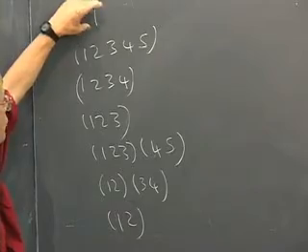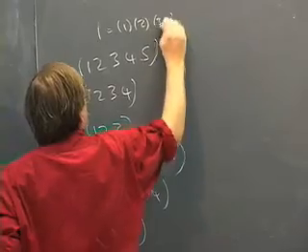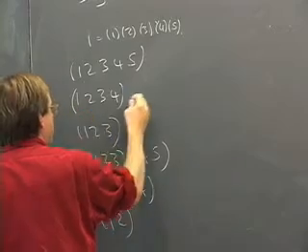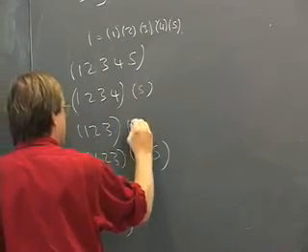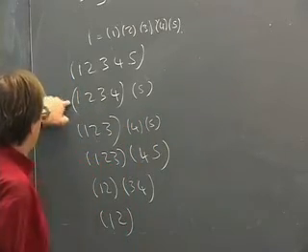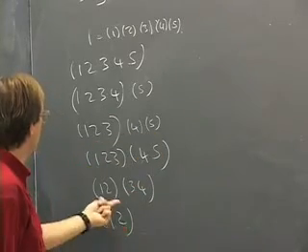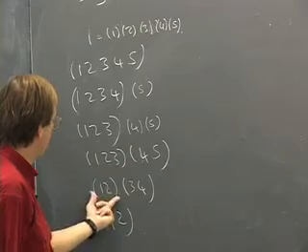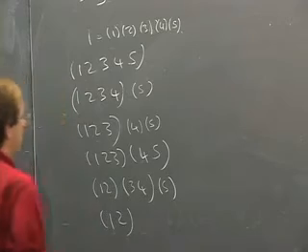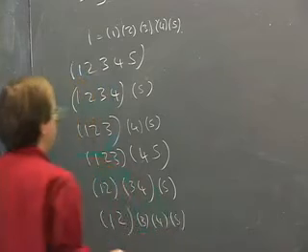So we could have all 1 cycles, as it were. Or we could have one 5 cycle, or a 4 cycle and a 1 cycle. We could have a 3 cycle, and then either 2 1 cycles or a 2 cycle. We could have a 2 cycle and then another 2 cycle and a 1 cycle, or just a 2 cycle and then 3 1 cycles. And there are no other possibilities.